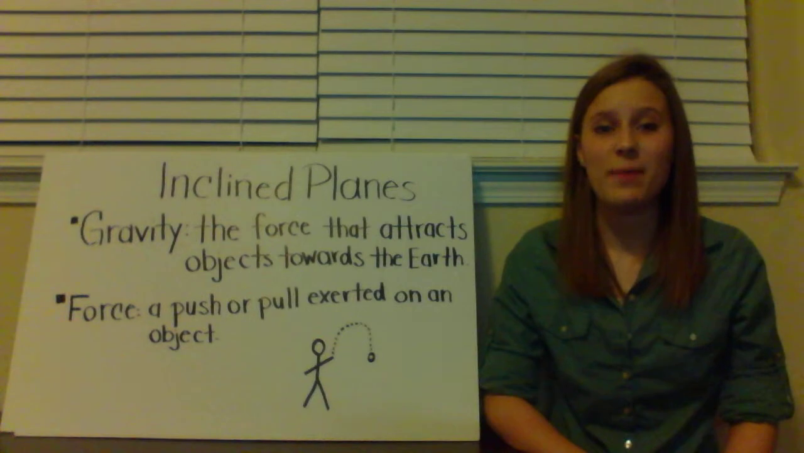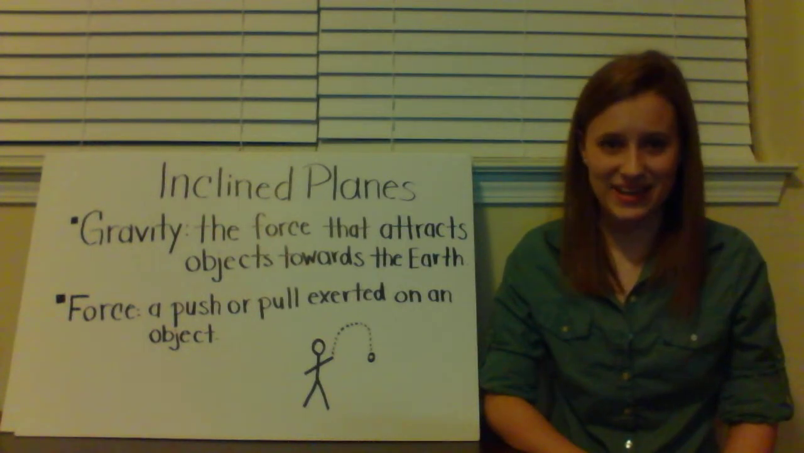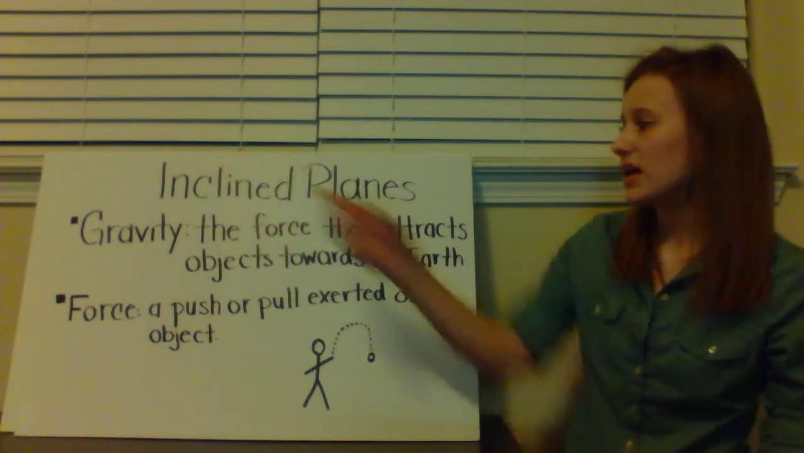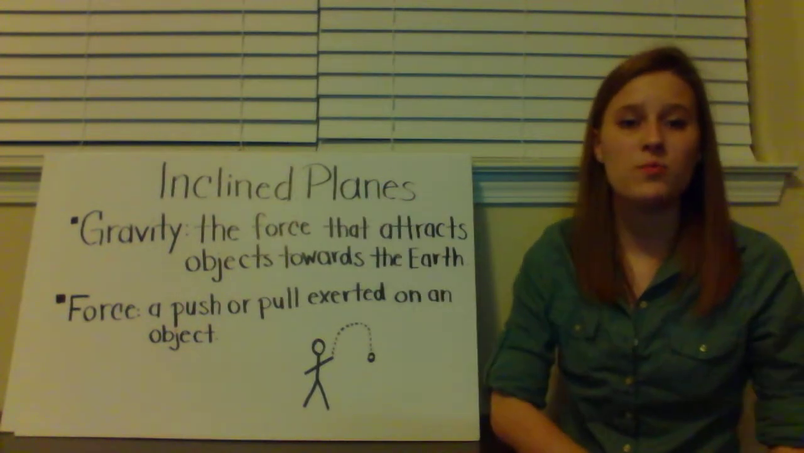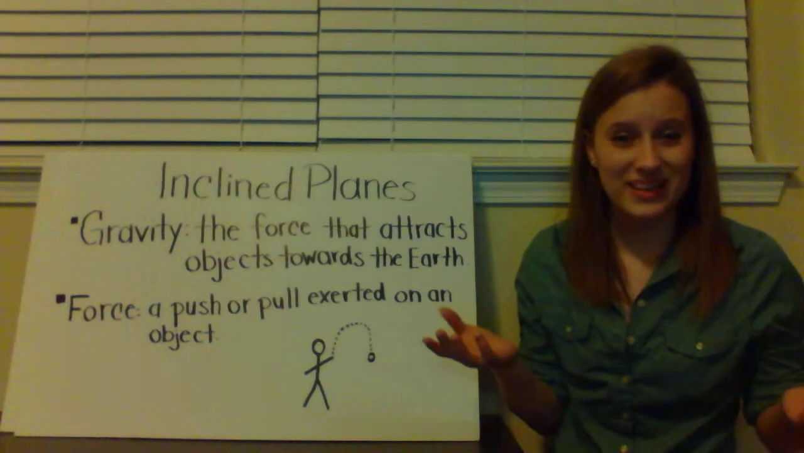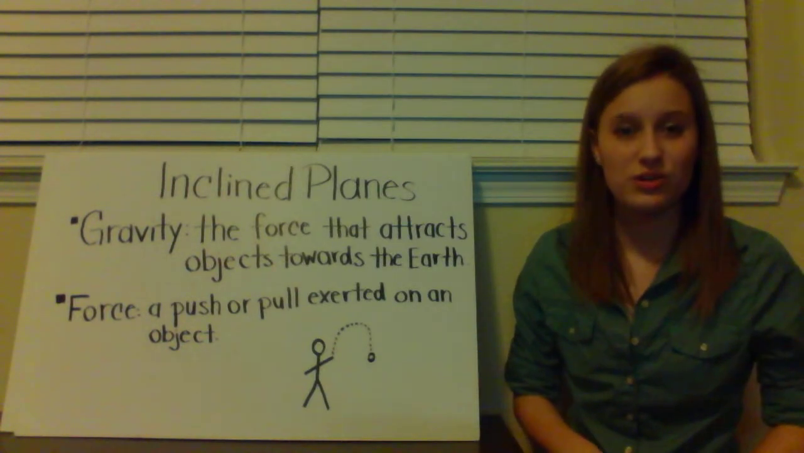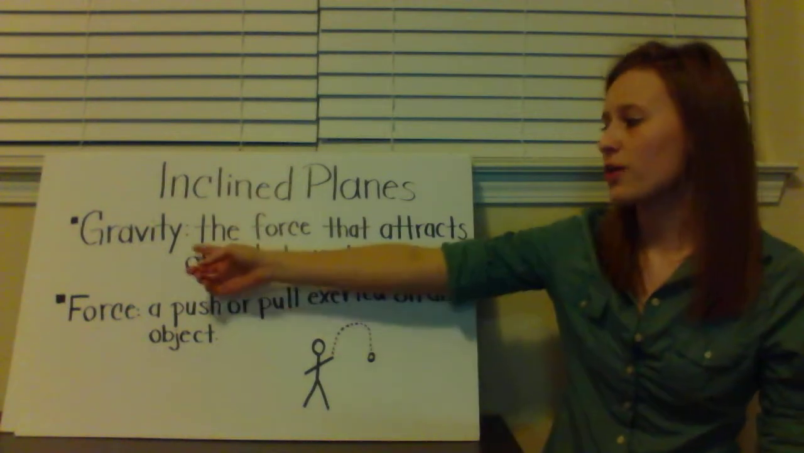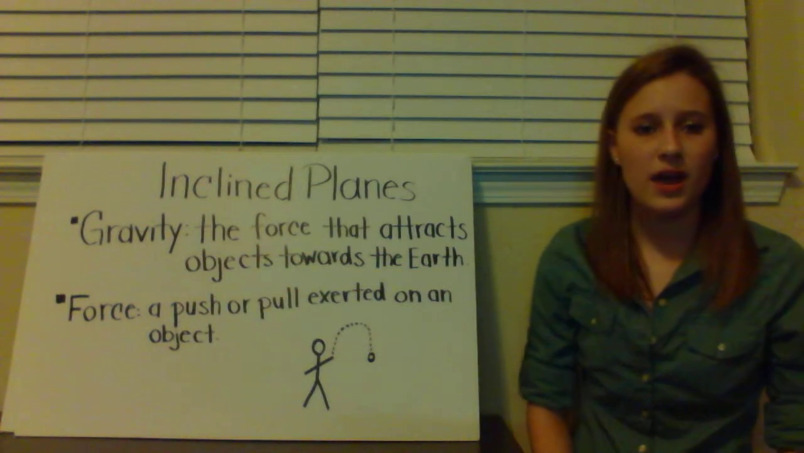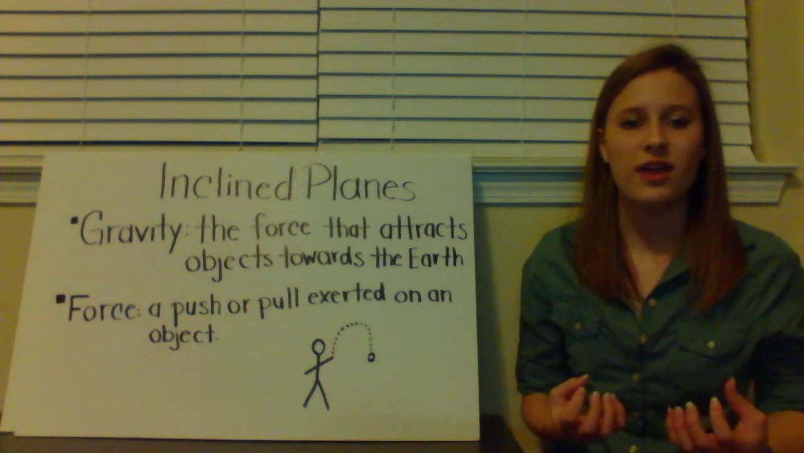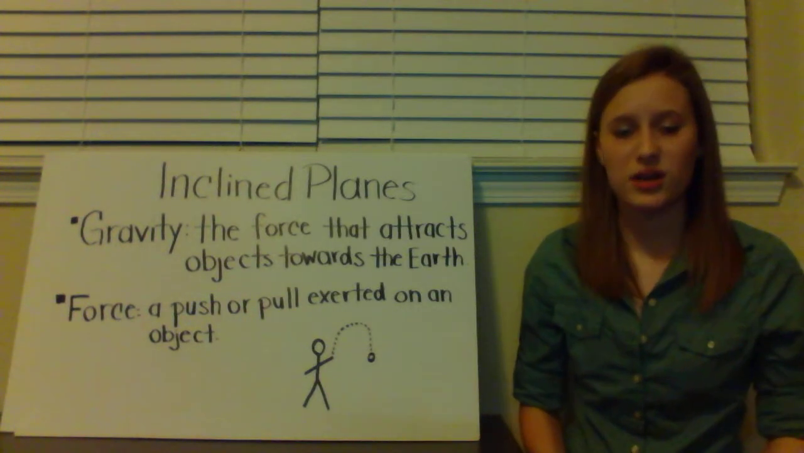Recently we've been learning about our 6 simple machines in science class, and today we're going to be taking a closer look at one of those simple machines, being an inclined plane. Now before we go more in depth as to what an inclined plane is and how we use it, we're going to take a look at 2 vocabulary terms that we learned earlier this year, and those are gravity and force. You remember that gravity is the force that attracts objects towards the earth, and force is a push or pull exerted on an object.